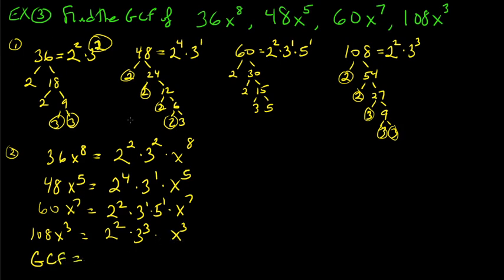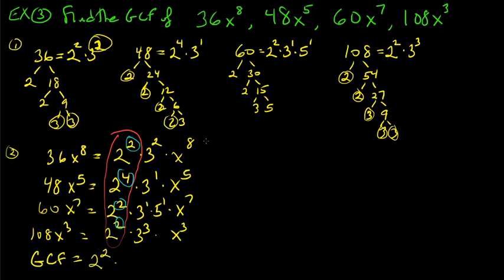Okay, so let's start with the 2's. These are the 2's here. And what are the exponents? We have a 2 and a 4 and then 2's, right? So out of 2 and 4, what's the smaller number? It's just 2, right? So 2 to the 2.